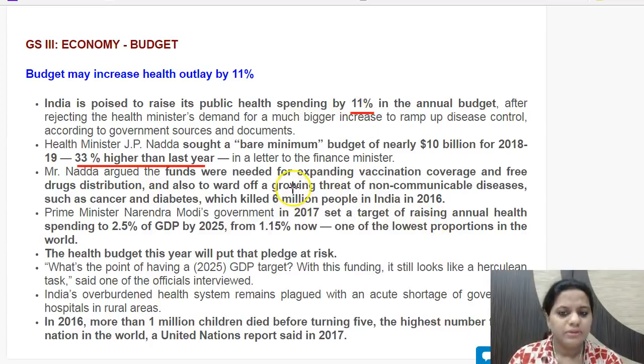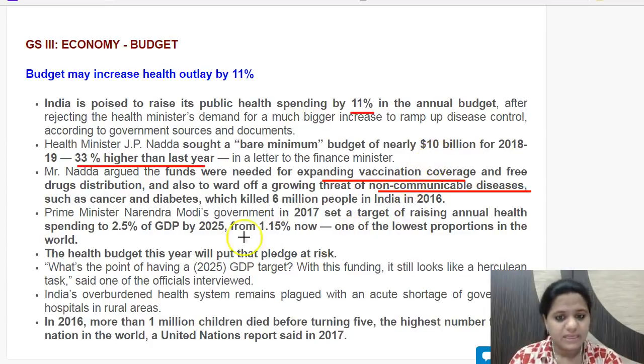And also the demand was made as such because there's a need for expanding vaccination coverage, also towards distribution of free drugs, then also for treatment of non-communicable diseases such as cancer and diabetes, which affect a huge number of population in India as such too.